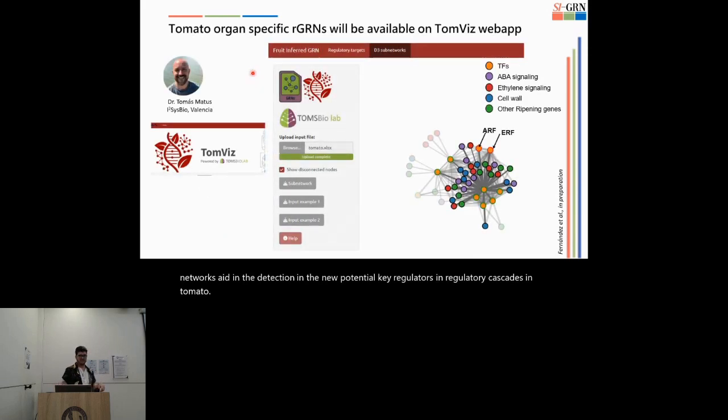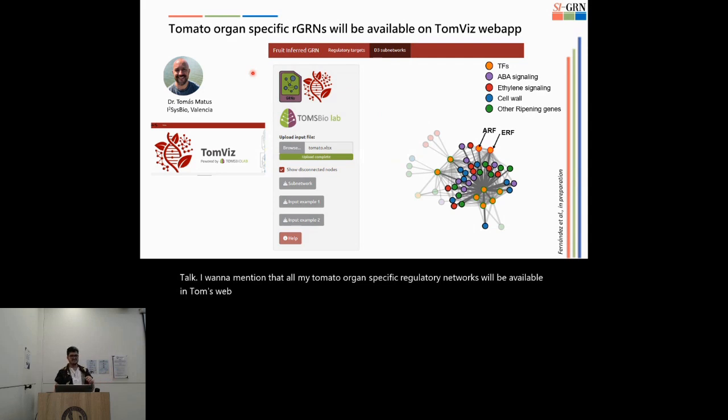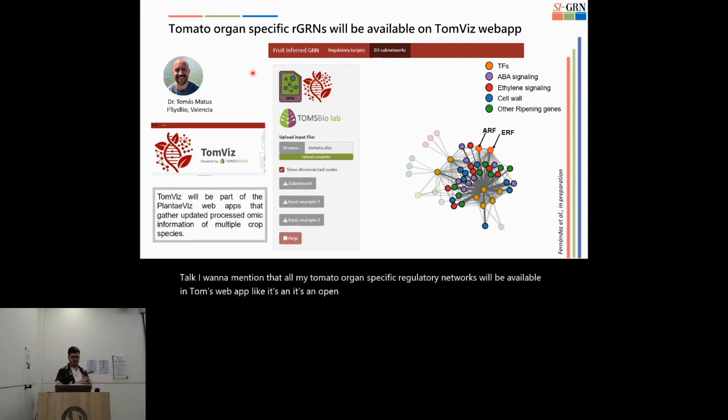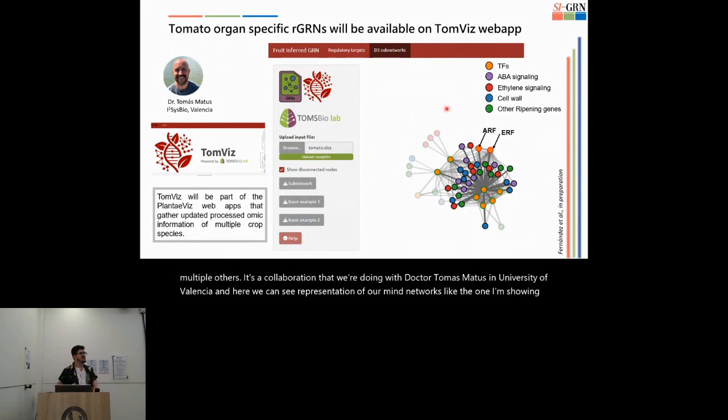To finalize my talk, I want to mention that all my tomato organ-specific regulatory networks will be available in Tomby's web app. It's an open source platform that will gather updated omic information from multiple crop species, including tomato, Arabidopsis, and multiple others. It's a collaboration that we're doing with Dr. Tomás Matos in Universidad de Valencia. And here we can see a representation of my networks, like the one I showed before, obtained here in the website that will be available soon.